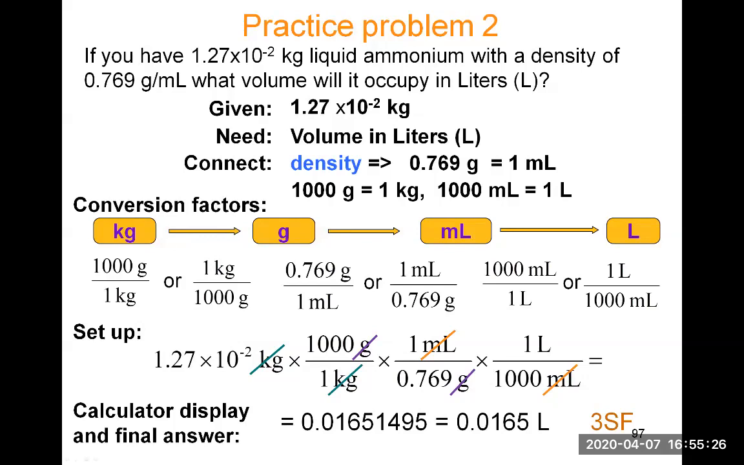So looking from the left of the final answer, the first 0 is not significant, the second one is not significant, and we start counting from the 1. 6 and 5 will be kept. And then what comes after the 5 is a 1, so we will need to round down. And so we keep the 5 and we drop everything that comes after. So the final answer will be 0.0165 liters with 3 sig figs.